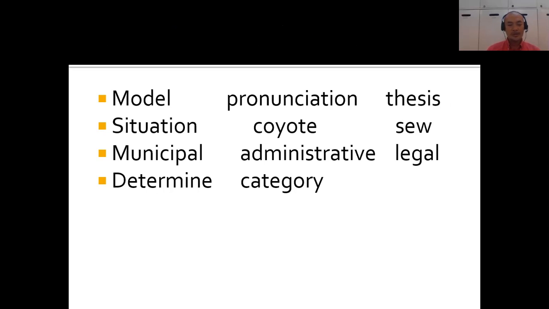Situation, not situation. It's municipal, not mu. It's determined. Usually people commit mistakes here because of the stress. They say determine, which is wrong. This is a commonly heard word, especially during student reporting. But it's determined. The stress is on the second syllable.